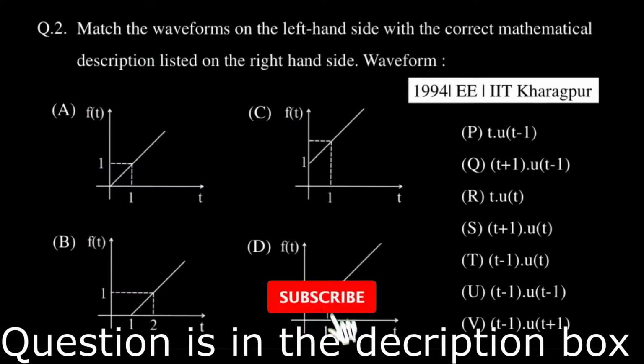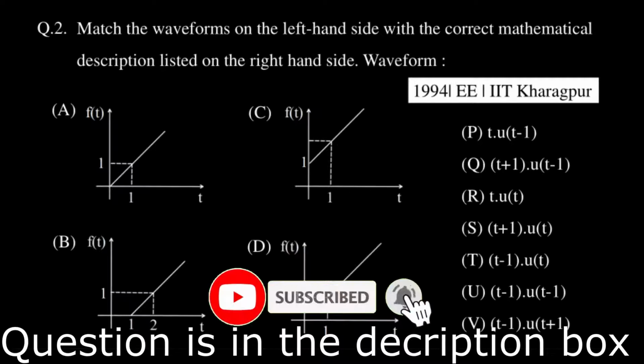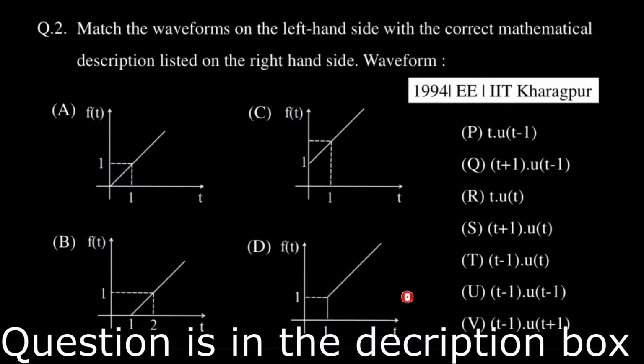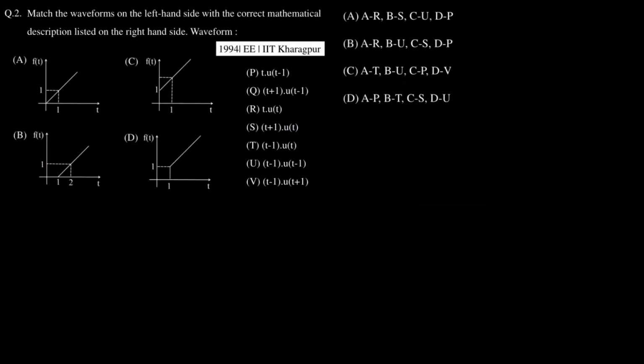This question was asked in the year 1994. There are two columns, the left hand side and the right hand side. There are 4 waveforms on the left hand side and 7 mathematical descriptions on the right hand side, and we have to match the waveforms with their mathematical descriptions, and we have a few options.